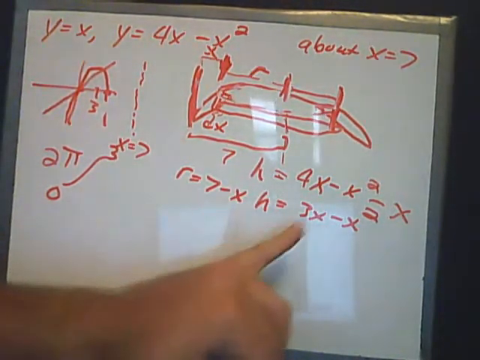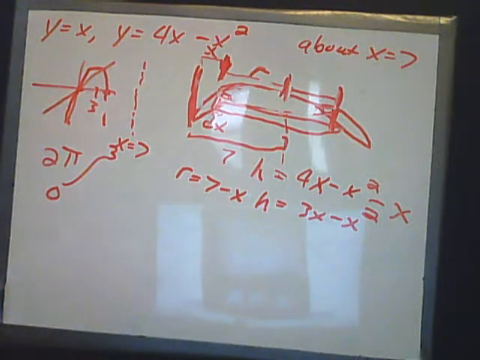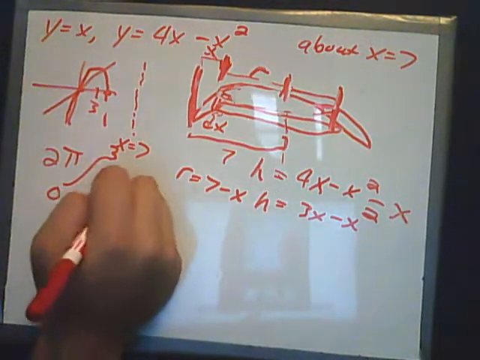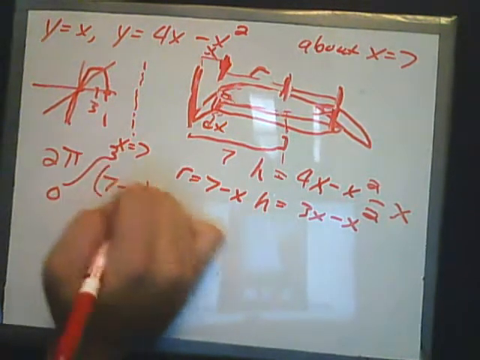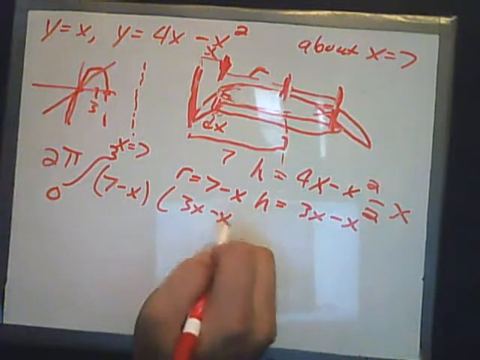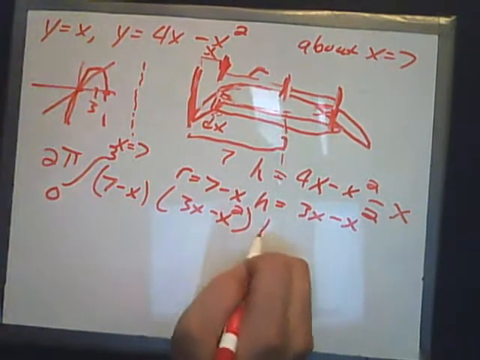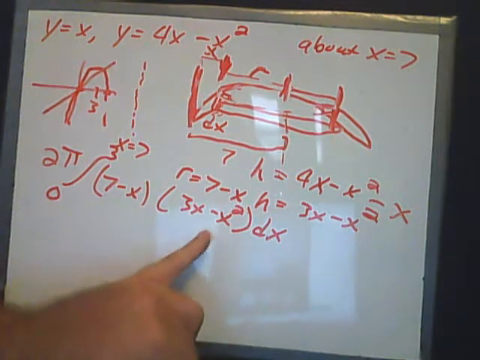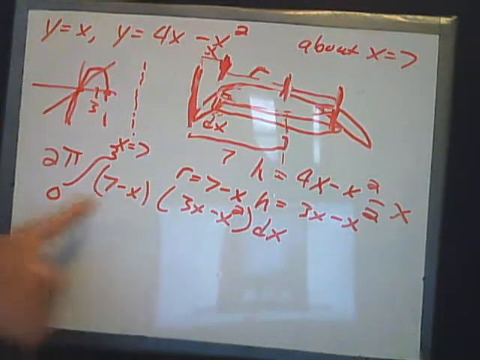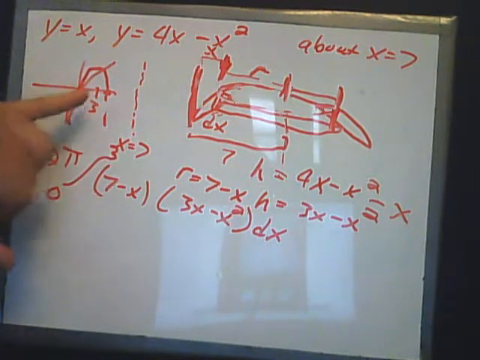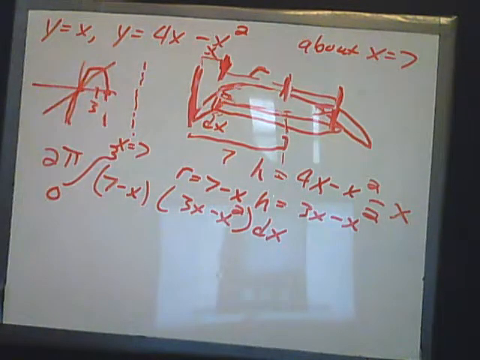So we have our radius, we have our height, we decided our width was dx, so we're ready to write that in. Our radius will become 7 minus x. Our height is going to be 3x minus x squared, and we've got dx in there. So we're in good shape now because we have dx, only x's in our integral, and it's going from 0 to 3, which are our x values of intersection.